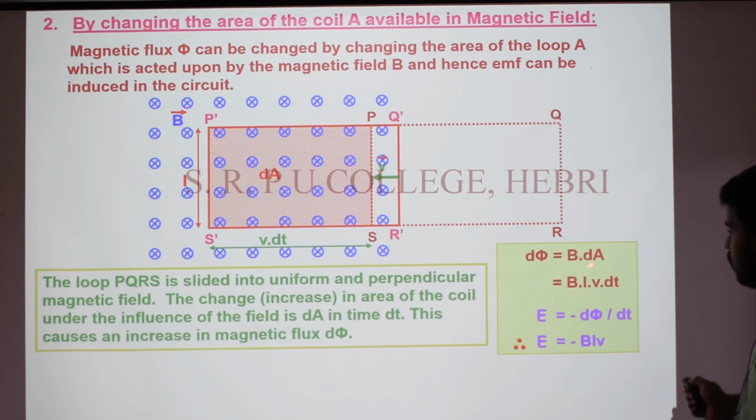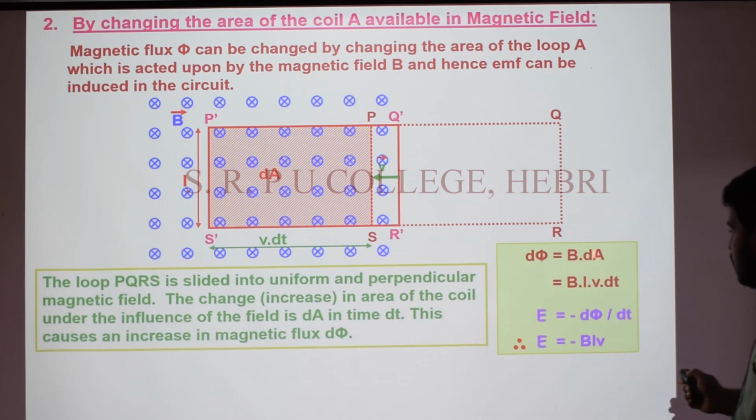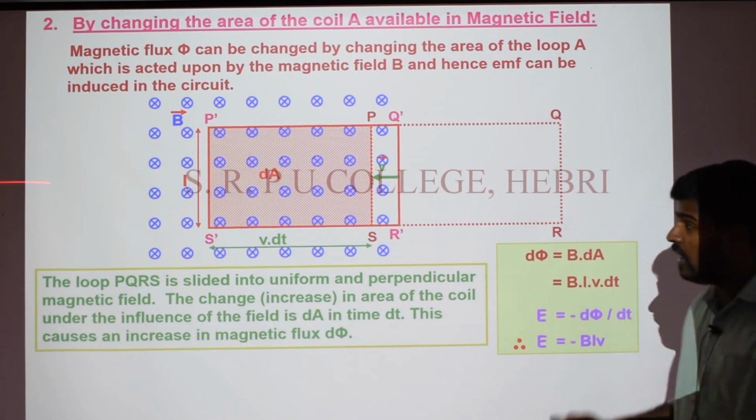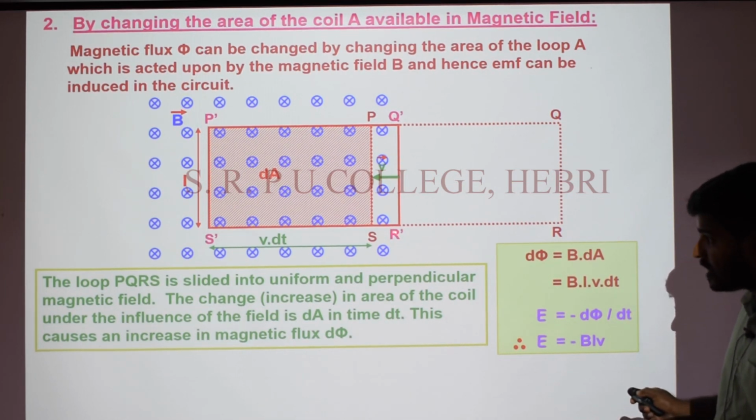Therefore, dA, the area of the loop, is equal to L times V times dt. Is it clear? The area of the cross section is length into breadth. Length is expressed by L, and the breadth is the distance from S to R, considered as S' to R'. Therefore, the distance moved by an object is V into dt.